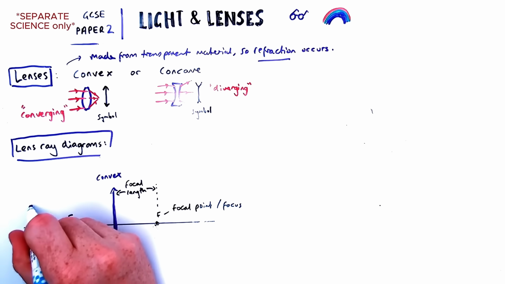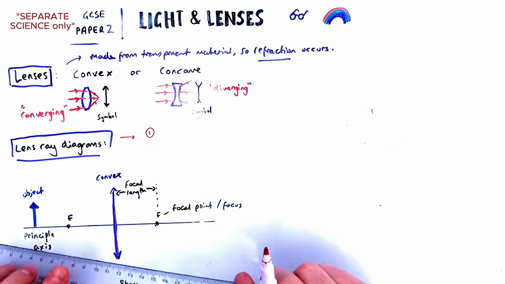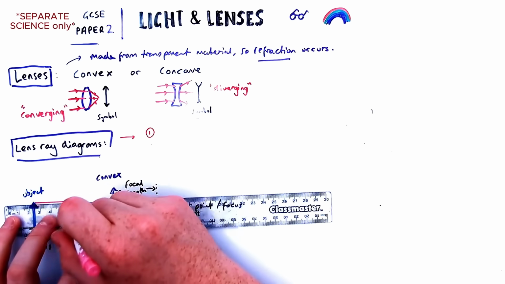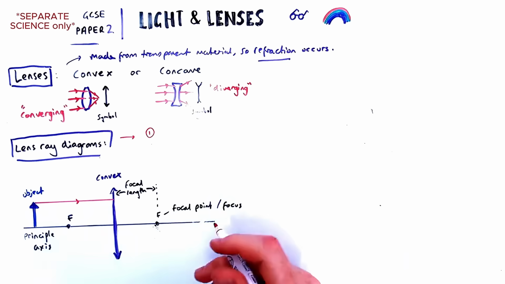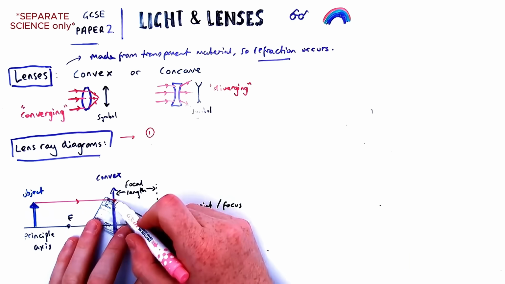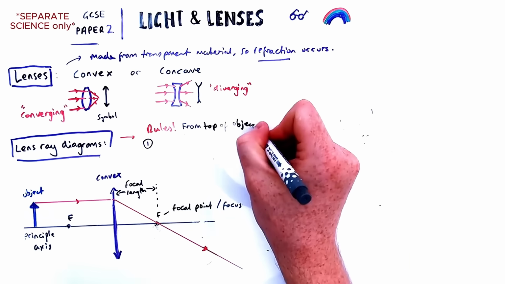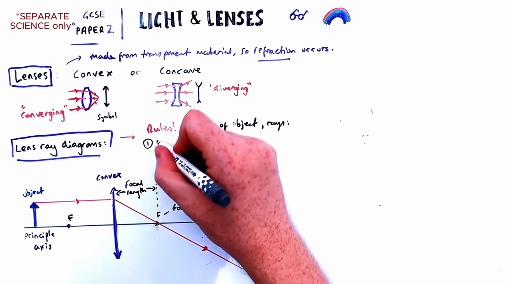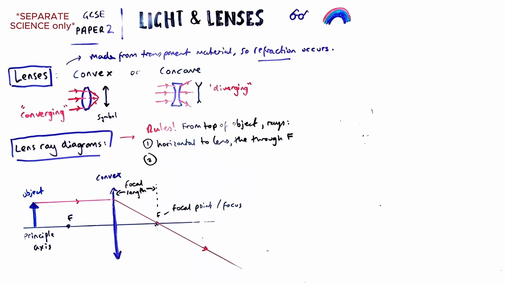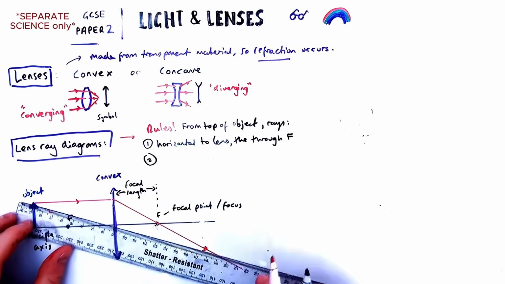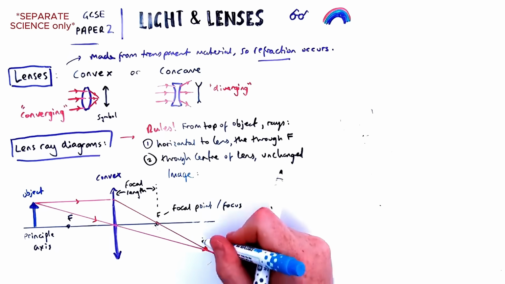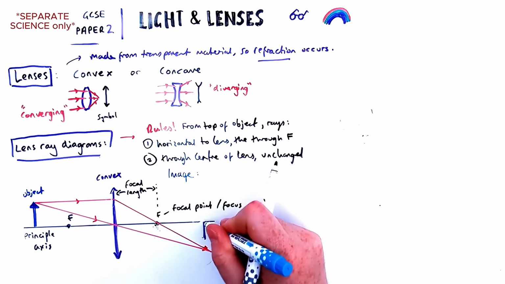So the first ray of light we draw, both of them are going to come from the top of the object. The first ray of light is going to go horizontally from the top of the object through the lens, then it's going to refract and go through the focal point on the other side. The other ray of light we're going to draw goes through the center of the lens, and this one isn't going to change. So the image gets formed where the rays of light cross over.